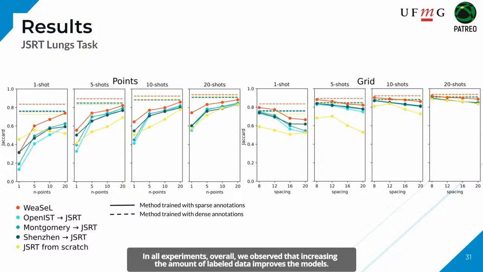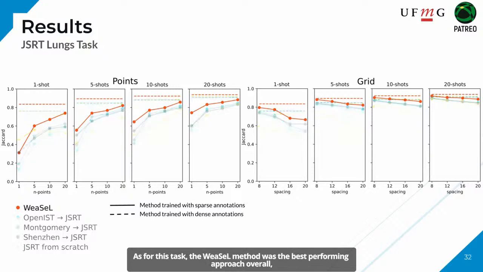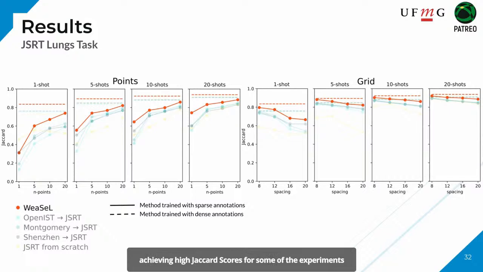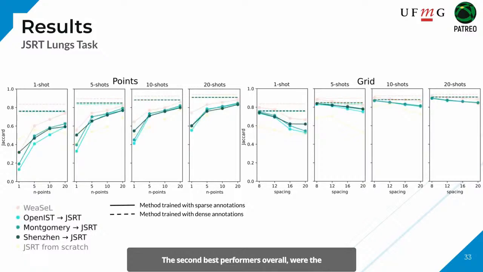In our experiments overall, we observed that increasing the amount of labeled data improves the models, that is, increasing the number of labeled images or shots, or decreasing the sparsity of the labels. As for this task, the WSLE method was the best performing approach overall, achieving high dice scores for some of the experiments and even results similar to being trained with dense annotations, for example in some of the grid experiments. The second best performers overall were the fine-tuning baselines, with all three having similar results.